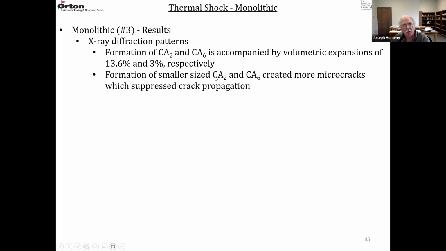So when you form these smaller sized crystals of CA2 or CA6, you're actually creating a lot more micro cracks in the structure. So when you grind the cement finer, you create finer crystals of CA2 and especially CA6. And because of the volume expansion mismatches, you're creating micro cracks, and that suppresses crack propagation and increases the thermal shock resistance.